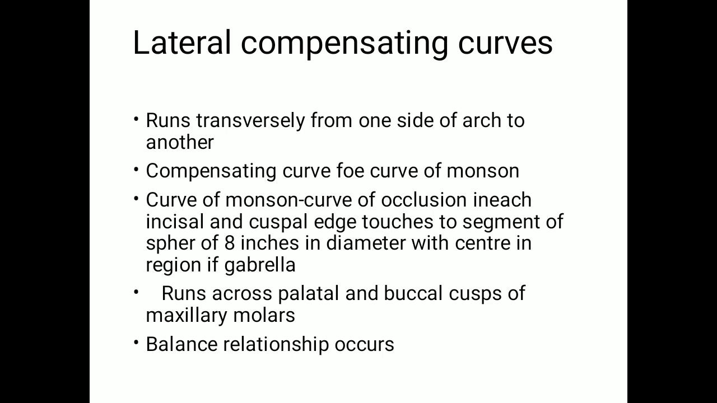Next one is the lateral compensating curve. It always runs transversely from one side of the arch to the other side. It is also referred to as the curve of Monson. In the anterior posterior curve, the curve of Spee is involved. In the lateral compensating curve, the curve of Monson is involved. The curve of Monson is defined as the curve of occlusion in which each incisal and cuspal edge touches a segment of a sphere of 8 inches diameter, centered in the region of the glabella. It also runs across the palatal and buccal cusps of the maxillary molars. Here, a balanced relationship should always occur.